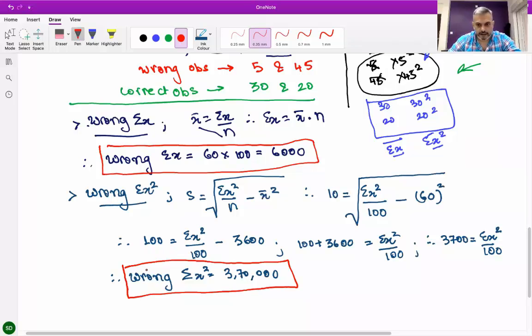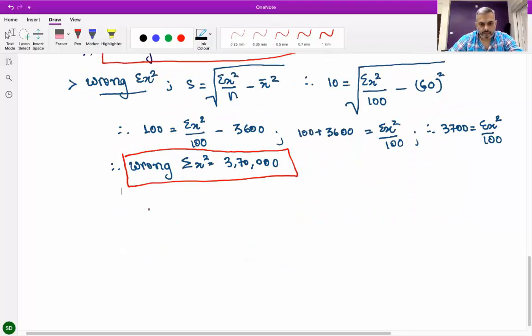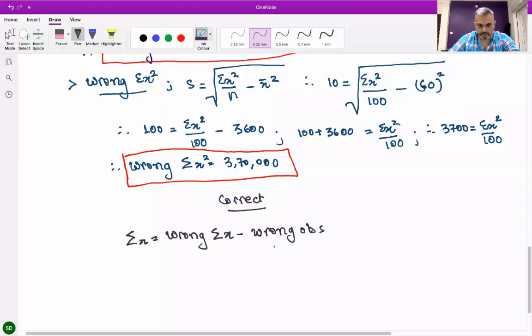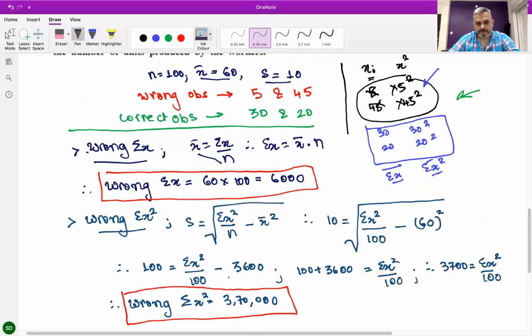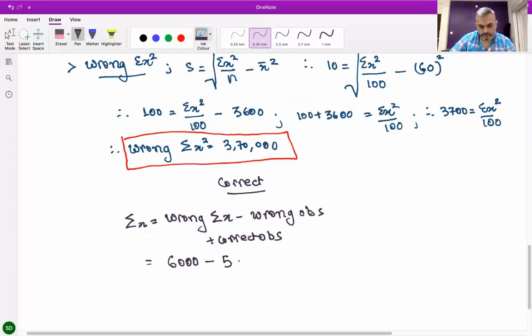Now we have to find the correct one. So for finding correct sigma x, correct sigma x is equal to wrong sigma x minus wrong observation plus correct observation, which is equal to wrong sigma x is 6000 minus wrong observations, that is 5 and 45, and correct observations are 30 and 20.